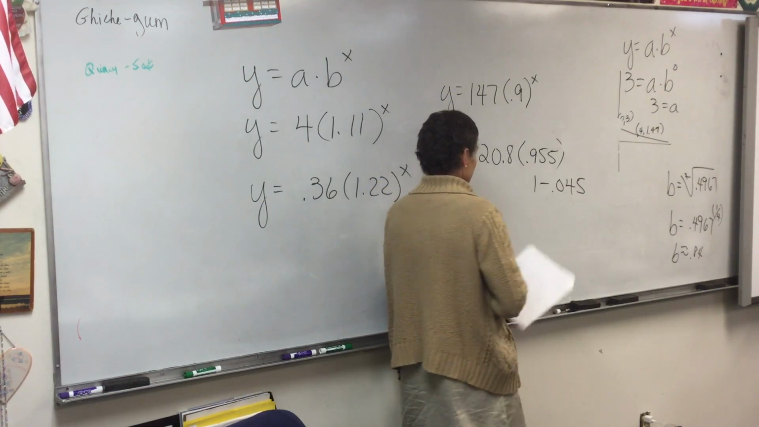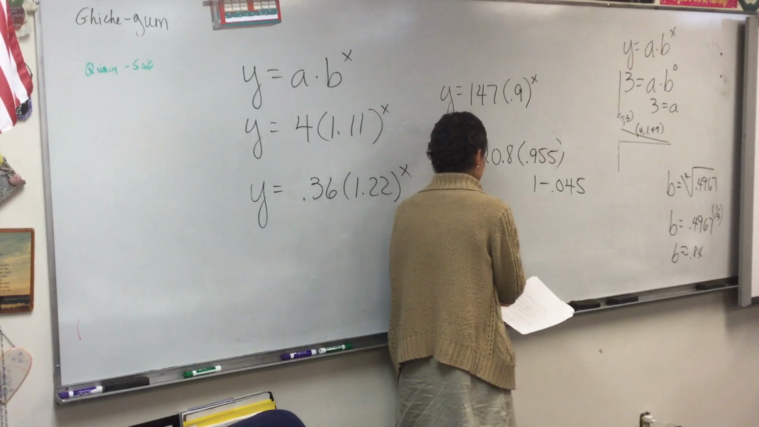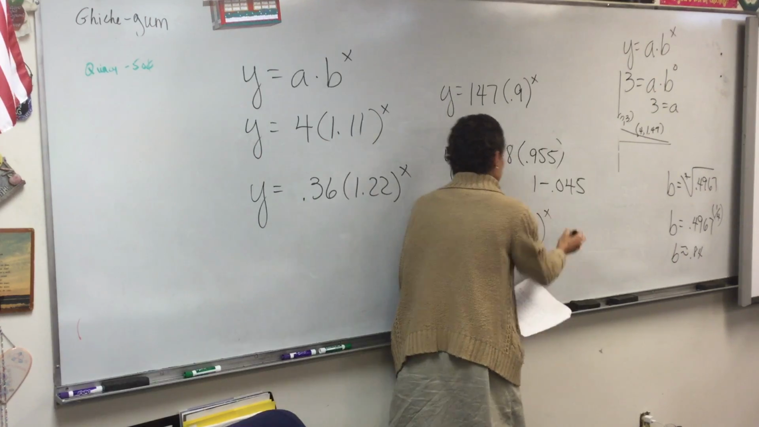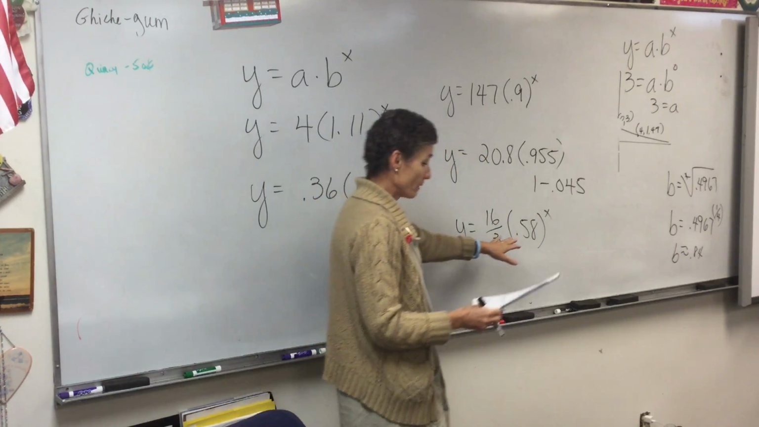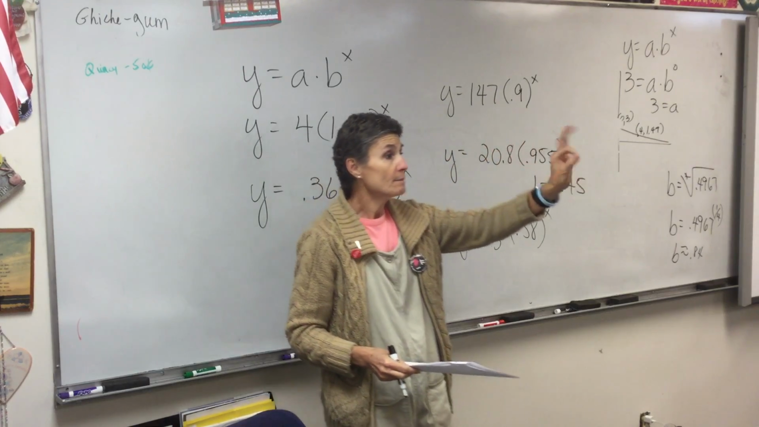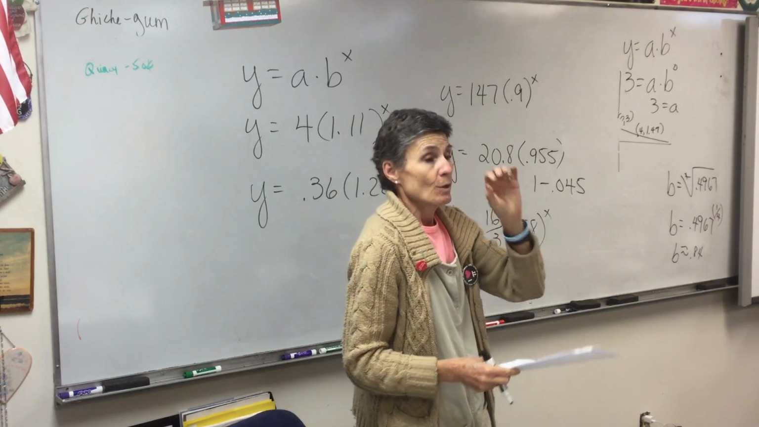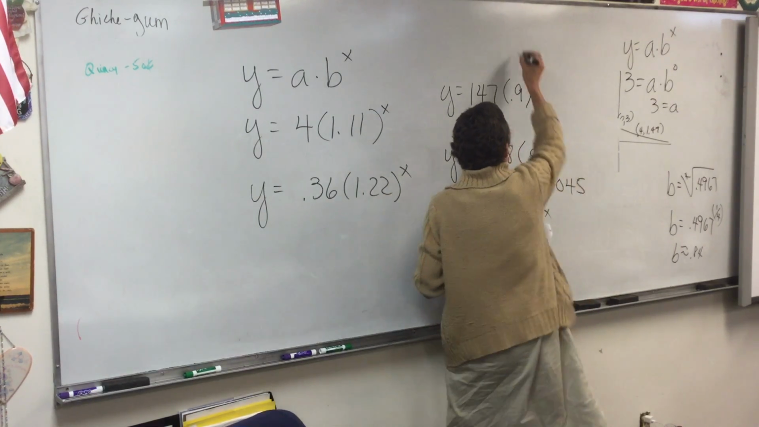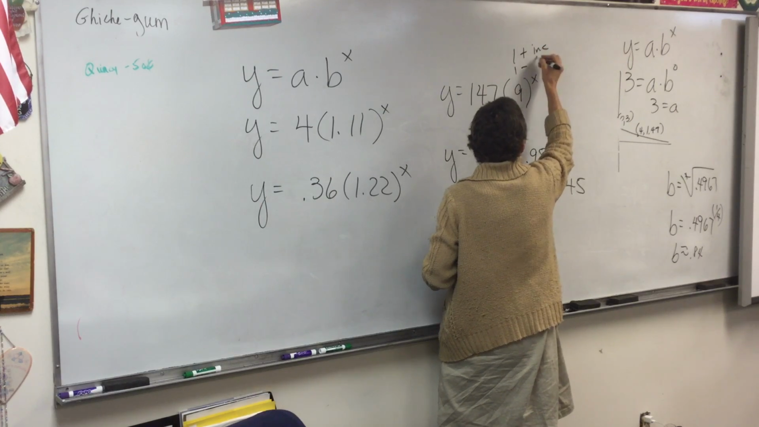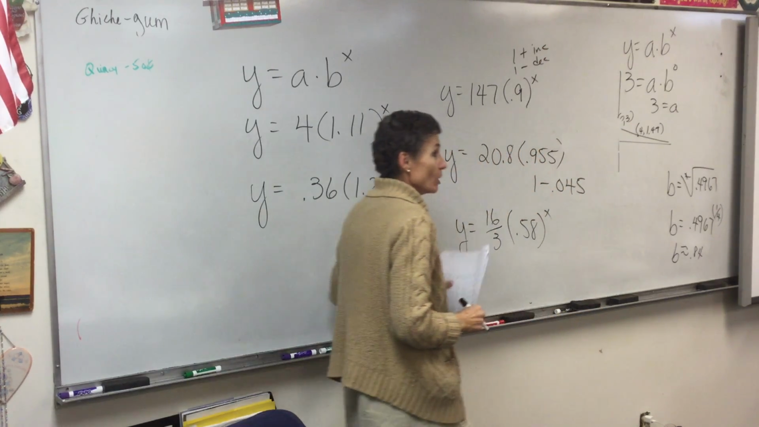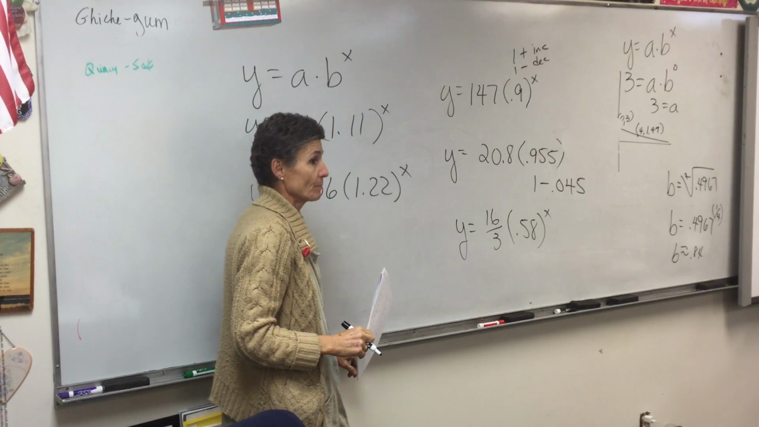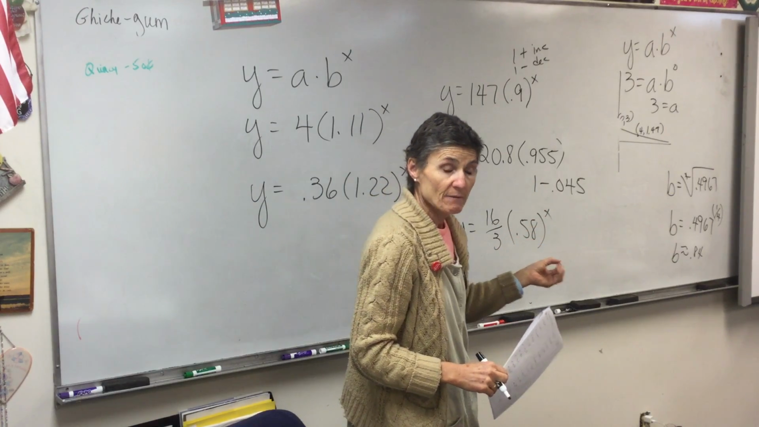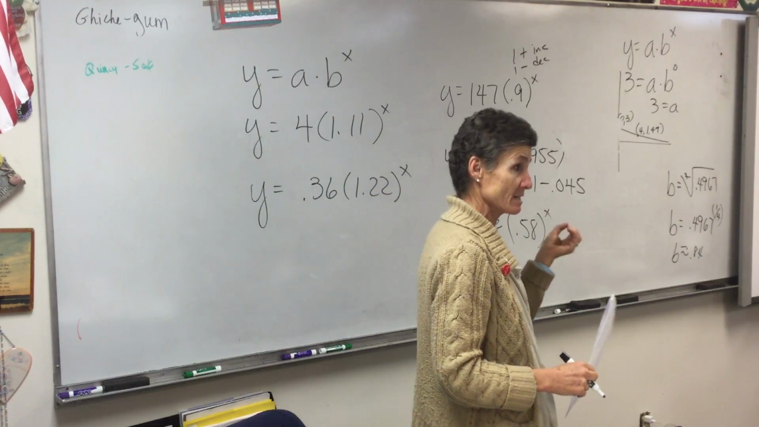And how about the last one? 16 thirds, 0.58 to the x. And where did the 0.58 come from? 1 minus 0.42. Remember, whatever is in the parentheses here is either 1 plus the increase or 1 minus the decrease. That's what goes in the parentheses always. So if it's an 11% increase, it's 1 plus 0.11. If it's an 11% decrease, it's 1 minus 0.11.